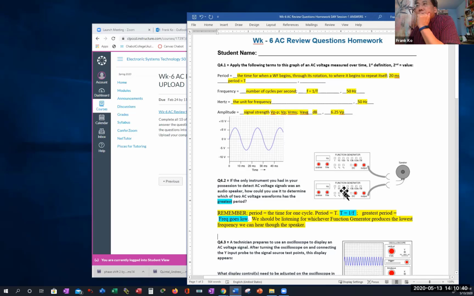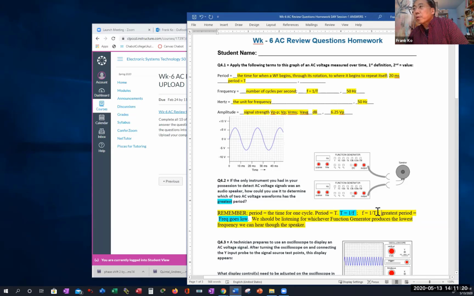They're asking you to think which one of these two function generators, they're both producing AC waveforms, will give us the greatest period. And period we defined was the time for one cycle. And the period is given as the symbol T. And T has a very unique relationship to frequency. Frequency and period are the reciprocal of each other. In fact, I can add one more right here. Let's go ahead and do this. F is equal to 1 over T.